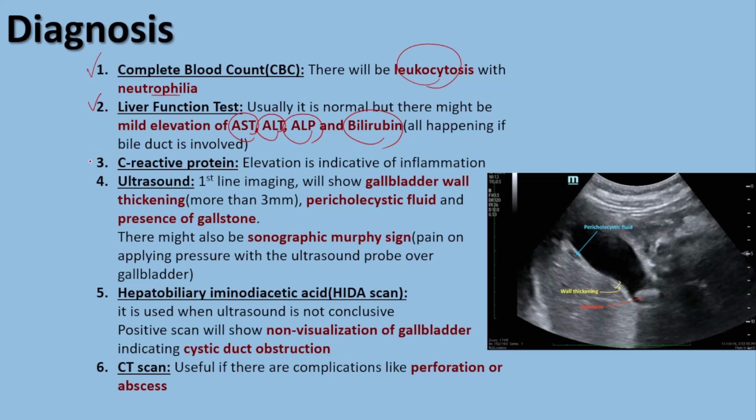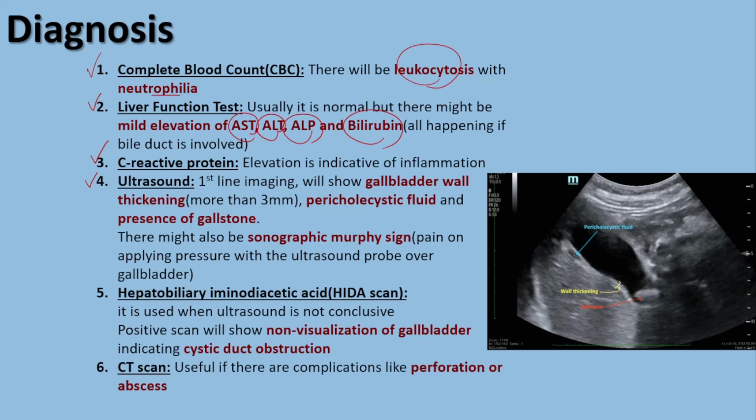Also, we are going to have elevation in C-reactive protein. This is a general inflammatory marker. It means that elevation means that the patient is suffering from an acute inflammation. It does not have any special meaning in case of cholecystitis, but the first line imaging that we are going to use in case of cholecystitis is ultrasound.